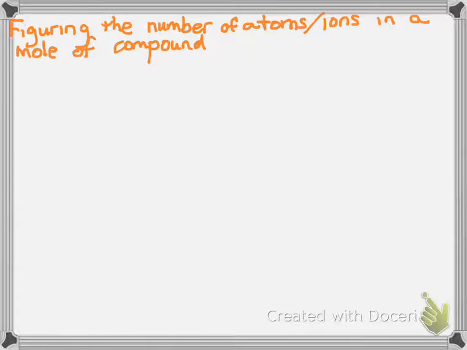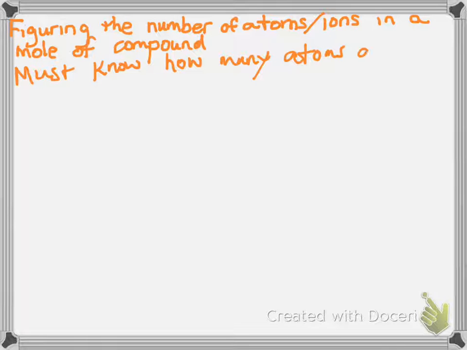So the next part of our notes is about figuring the number of atoms or ions in a mole of compound. And to do this, you must know how many atoms are in a representative particle of the compound.